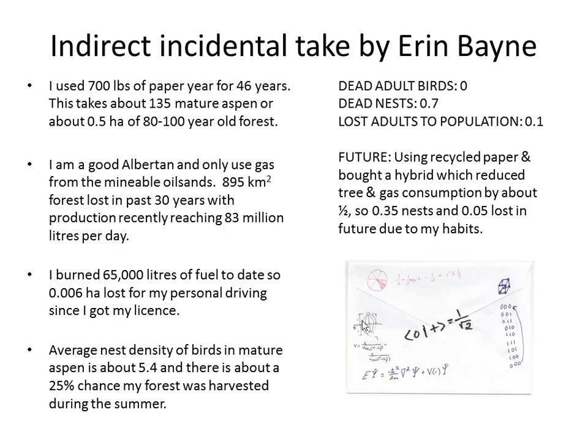Now, if I take the average nest density and the fact there's about a 25% chance that my nests are going to be destroyed during summer harvest or clearing by the oil sands, I probably killed zero birds by this. I probably destroyed about 0.7 of a nest, and the number of adults lost to the population was 0.1. Again, due diligence, I bought a hybrid, I use recycled paper now, so I probably reduced those by half. So from my perspective, the things I need to fix were my cats and my windows. These other things are important, and I'm going to show why they're important, but from the perspective of Incidental Take and me as an individual, I think that's part of the conversation we need to start having.